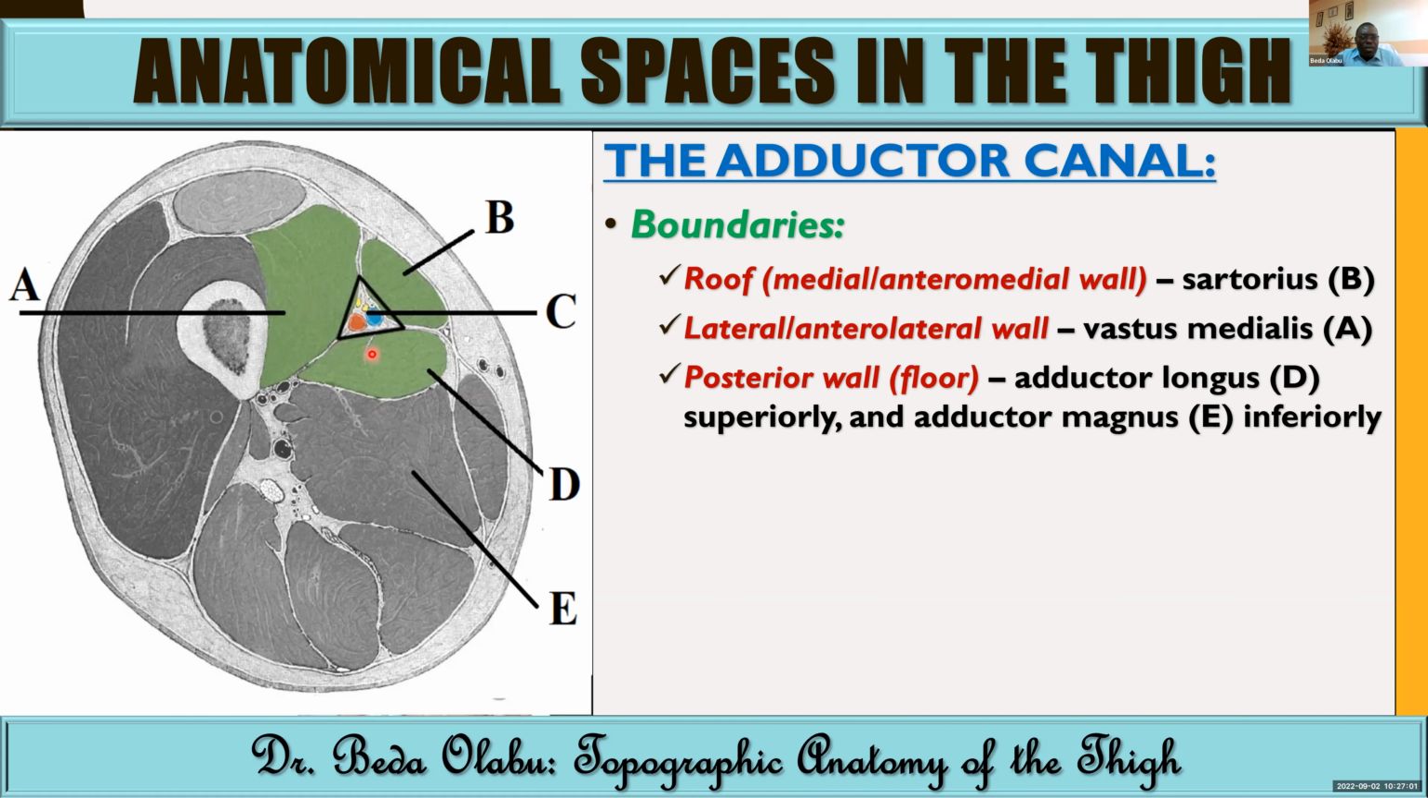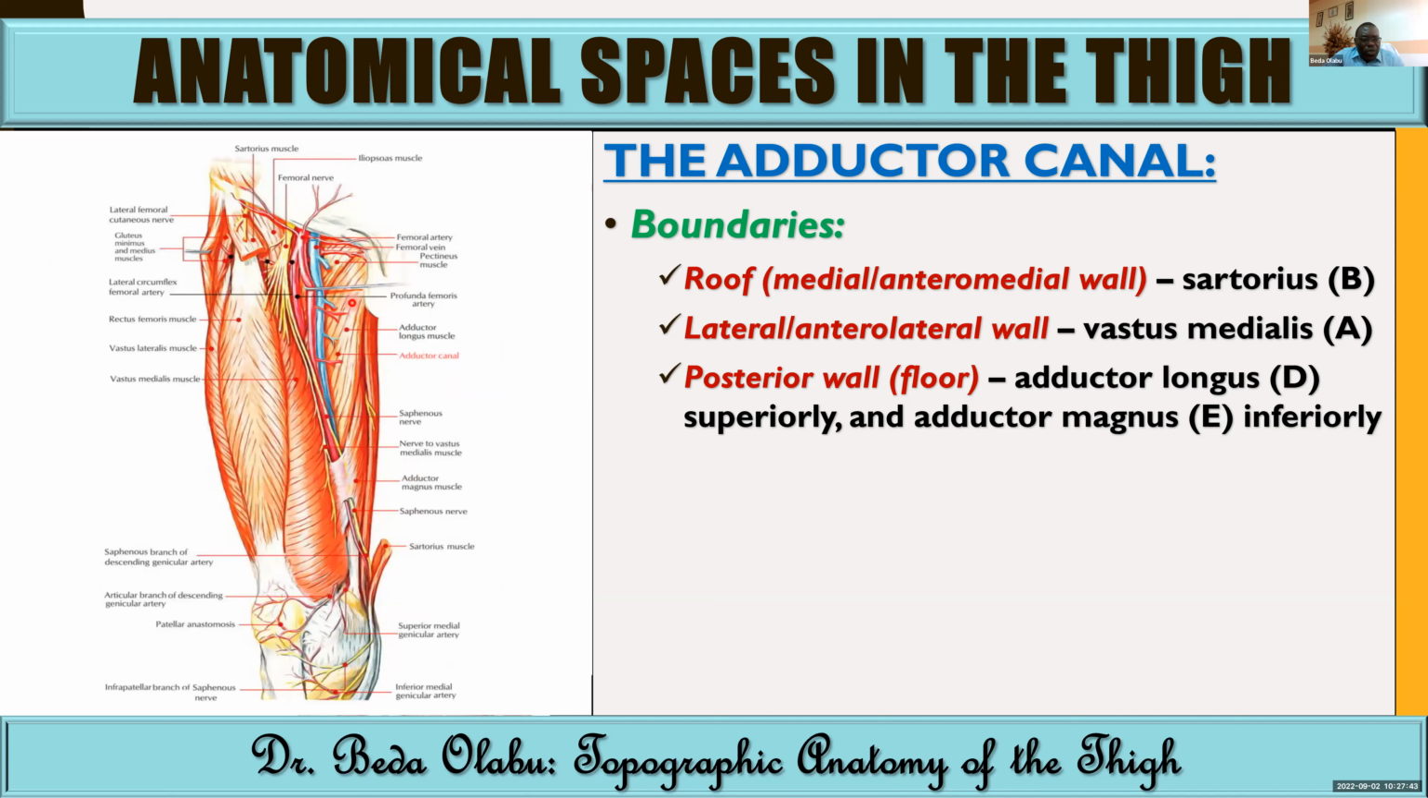Then the posterior wall will also qualify to be called the floor. The floor is formed by the adductor longus muscle, the one labeled D, and this will be true for the upper parts of the canal. But as we move down, after the adductor longus muscle has already inserted, the muscle that remains to still form the floor of the tunnel is this one here labeled E, which is the adductor magnus. So the floor of the posterior wall is formed by two muscles, adductor longus on the upper part and adductor magnus in the lower part.